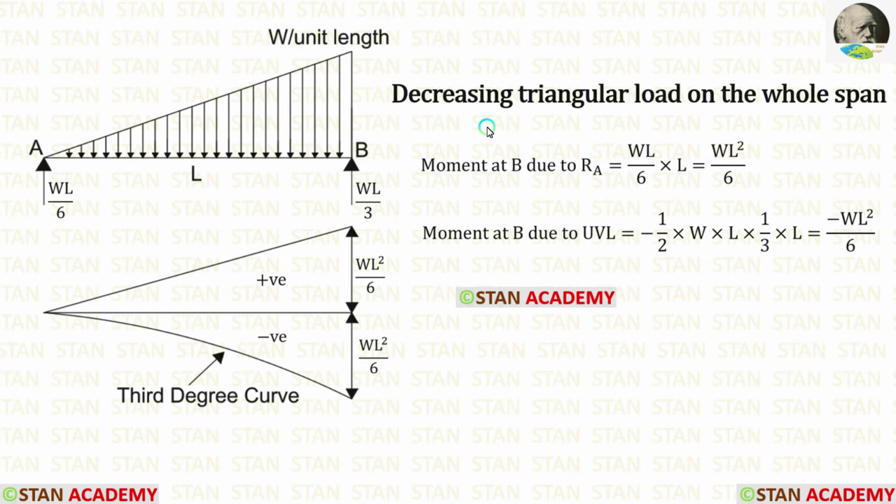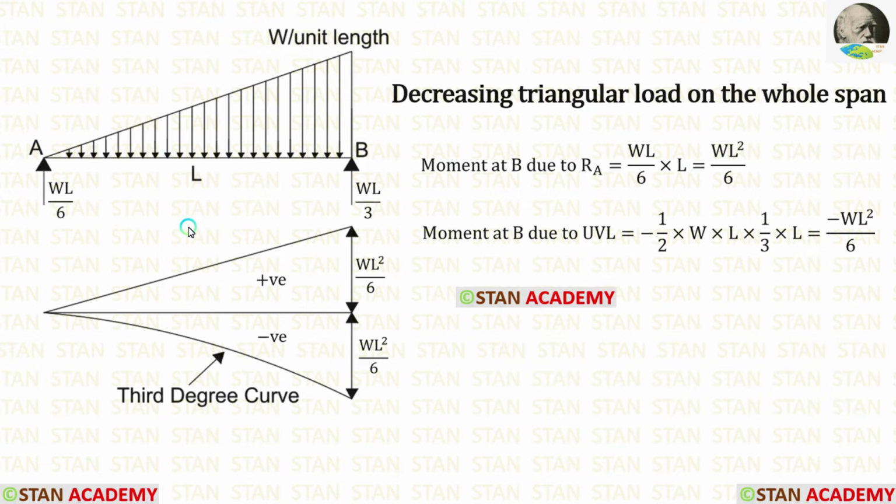Now let us see the next case. Decreasing triangular load on the whole span. This is a triangular load. Also, it is called a uniformly varying load. If this UVL is acting on the simply supported beam, the reactions will be WL by 6 and WL by 3.